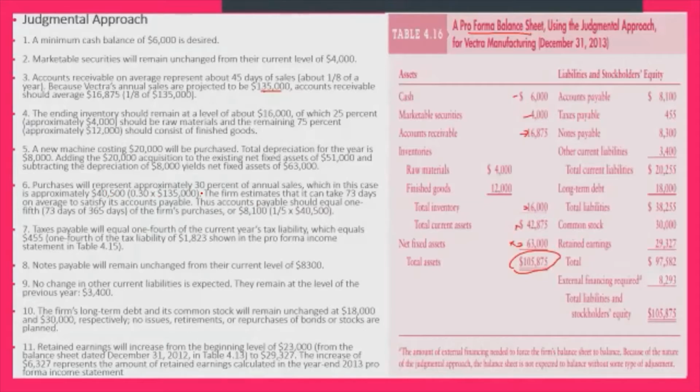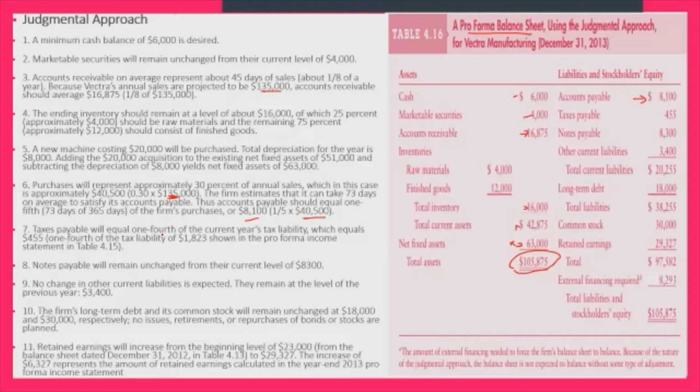Purchases will represent approximately 30% of annual sales, which in this case is approximately 40,500, right? Which is 30% of sales, 135 we were given on the previous page, 40,500. That's our purchases. However, the firm estimates that it can take 73 days on average to satisfy its accounts payable. So this accounts payable should be equal to 73 days of 365, 1/5 of the firm's purchases. So 1/5 of 40,500, which is the purchases, is 8,001 will be accounts payable.